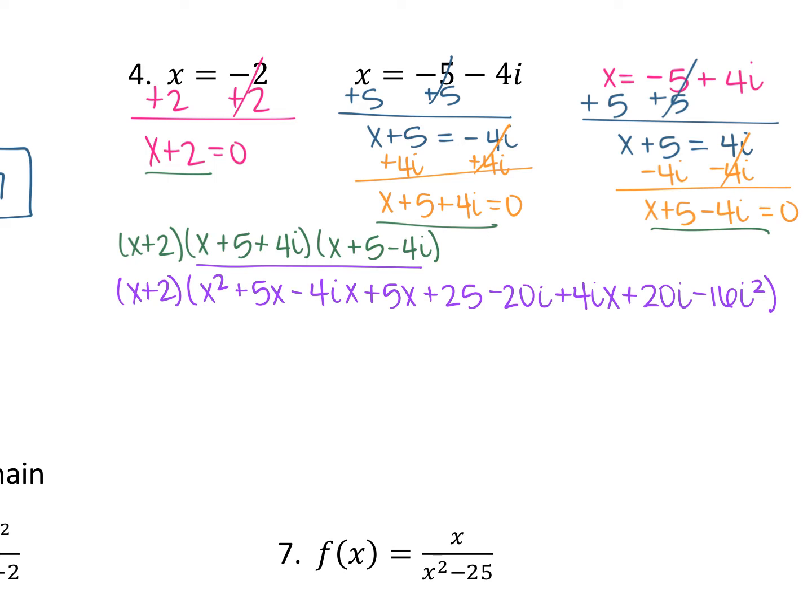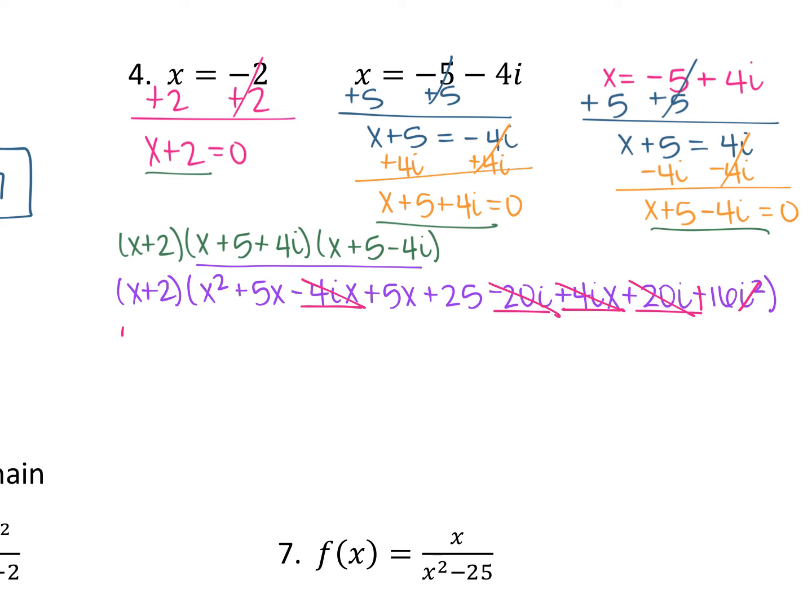We are going to combine like terms and simplify here. We know that i squared is equal to what? Negative 1. So we're going to multiply the negative 1 times the negative 16, which makes it a positive 16. Get rid of the i squared. Now look at your like terms. You have a negative 4ix and a positive 4ix, which are opposites, so they're going to cancel. You also have a negative 20i and a positive 20i. Those are opposites, so they cancel. So now you're only combining real numbers and real terms.